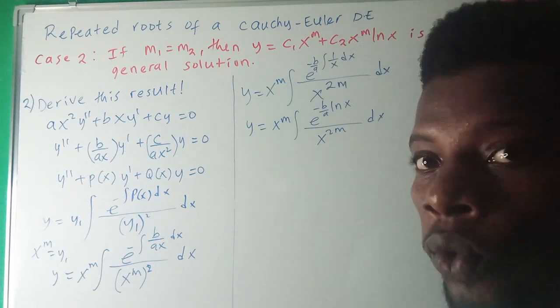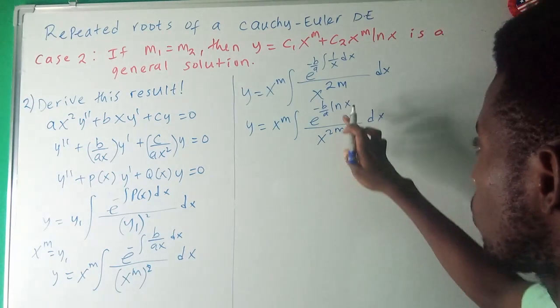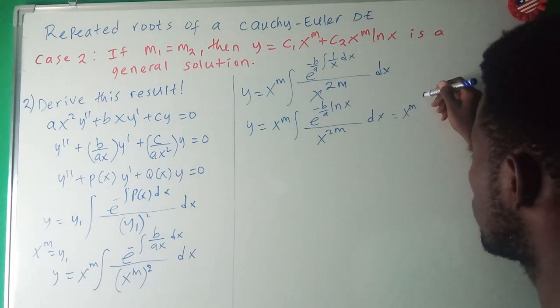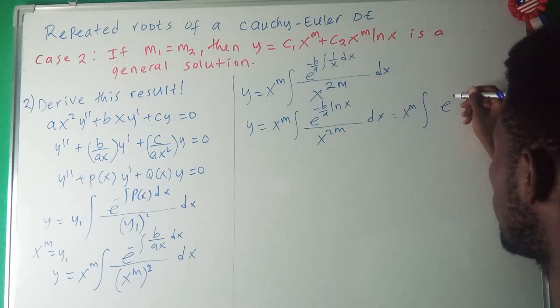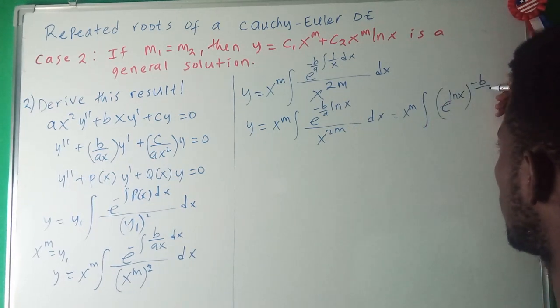Now after this, we have a very important step to take. So we are going to rewrite this. You are going to see what I'm going to do. I'm going to write this as x to the power m, the integral of, so this can be written as e to the power the ln of x, all raised to the power of negative b over a.